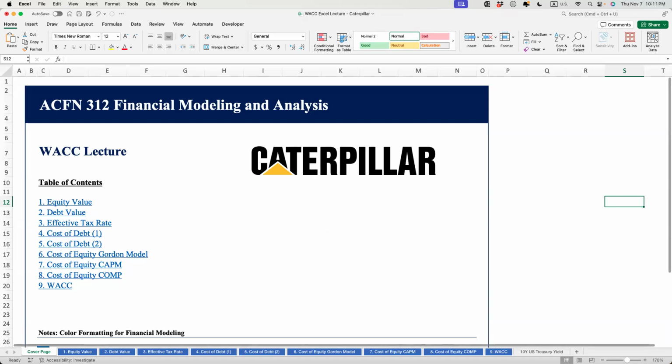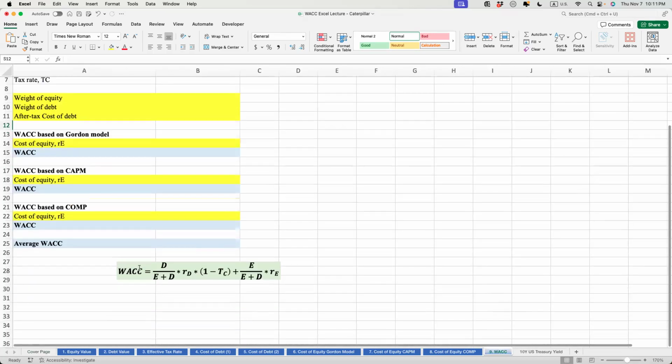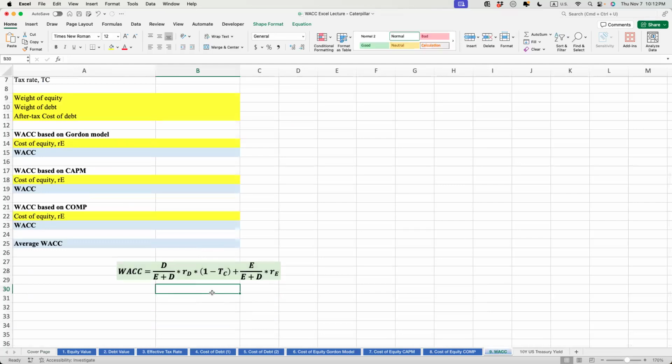So let's get started. For weighted average cost of capital, this is the formula we're going to use. And as we discussed in class, these are the components that you have to calculate or estimate using different methods. Then eventually we're going to plug them back into this WACC formula to derive the weighted average cost of capital that we're going to use for the DCF model. So we'll get started with the simple one.